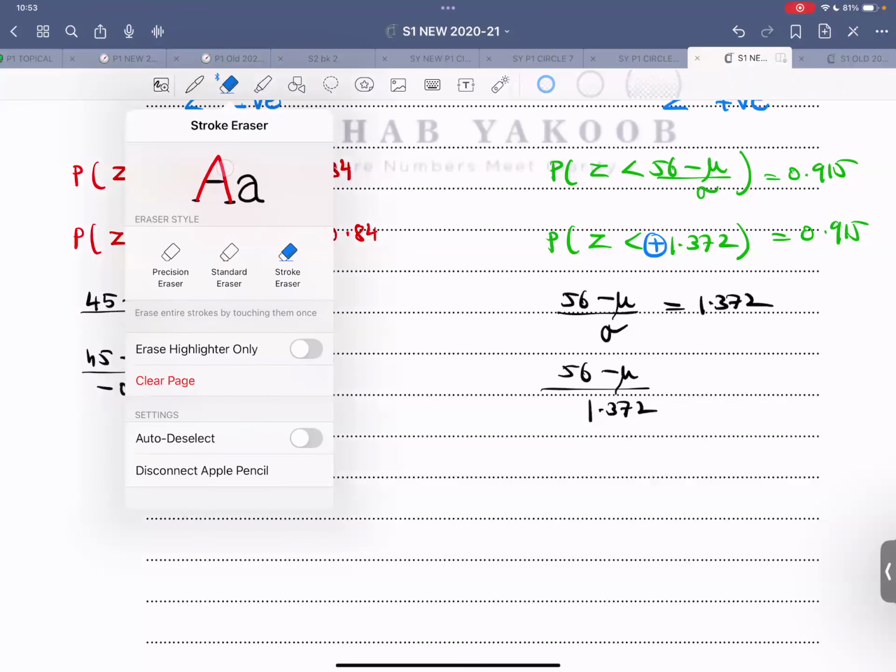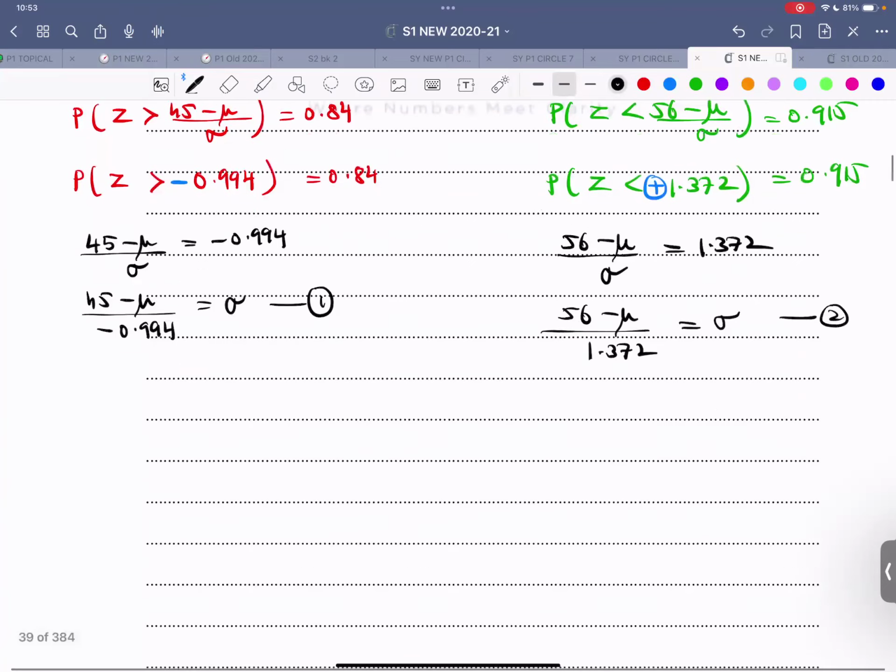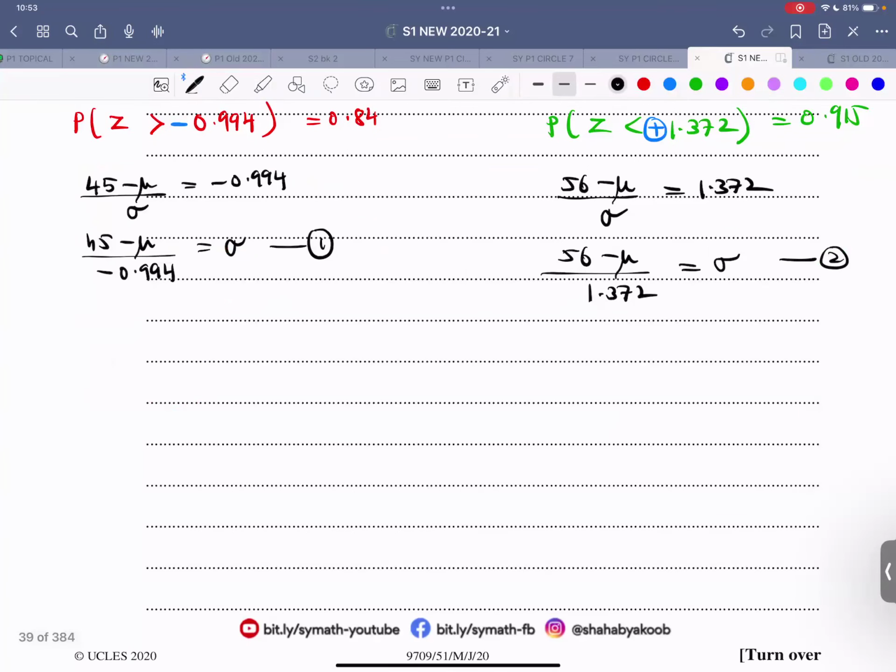Let me make this thing a little bit smaller. This is equal to how much? That is sigma. That is equation number 2. Now equate the two. So therefore, we have 45 minus mu divided by negative 0.994 equals 56 minus mu over 1.372. And the rest of the basic algebra, I leave it to you.